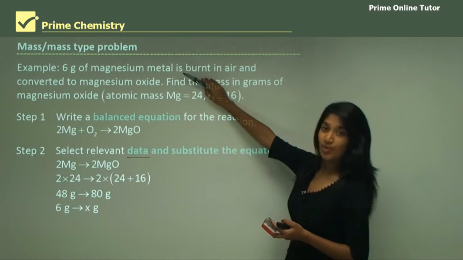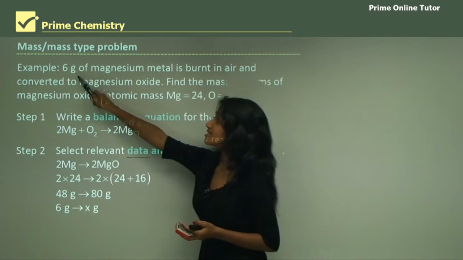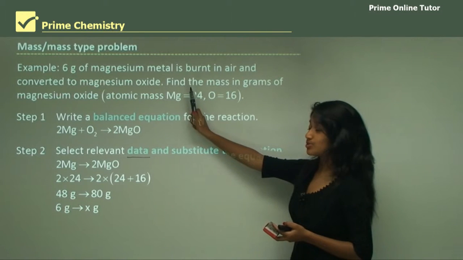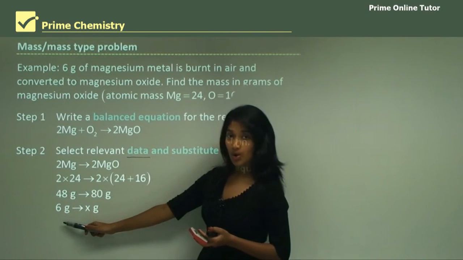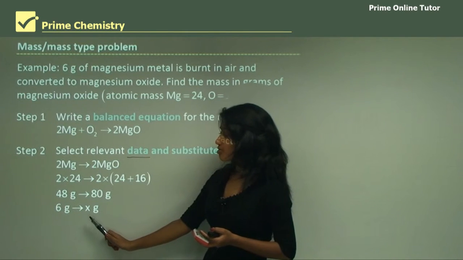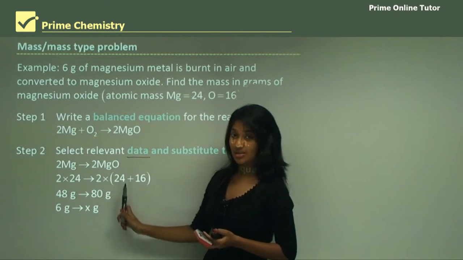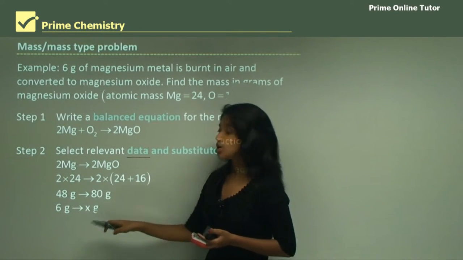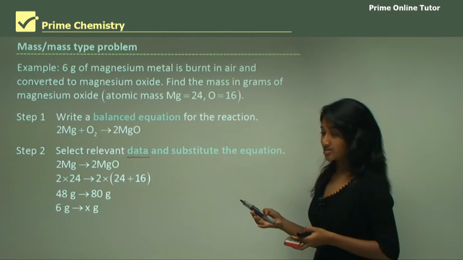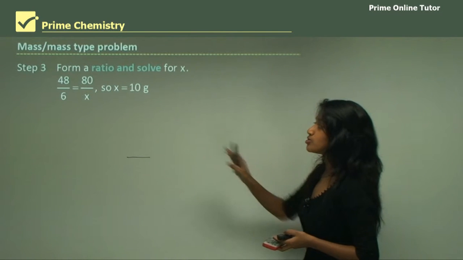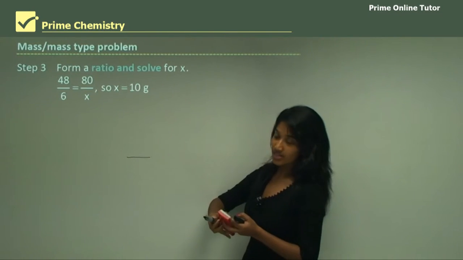Now go back to your question. You're given that 6 grams of magnesium metal is used. So you would write 6 grams under your magnesium column. Now you don't know the value of the magnesium oxide, and that's what you're after. So at this stage, you would try to isolate your X. And to do that, you would use a ratio and solve it.